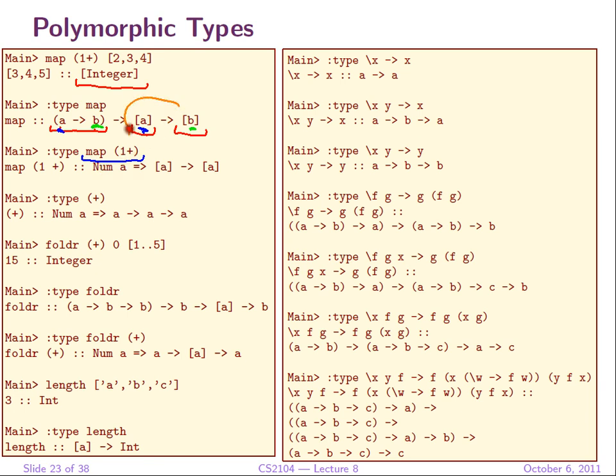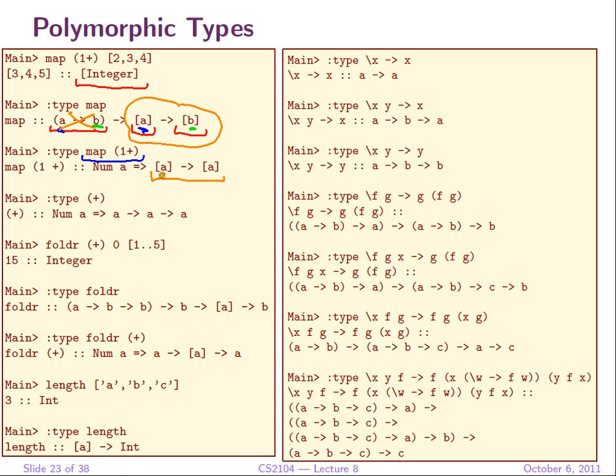Something of this form, right? I have already filled this guy. So this is what remains, and that you see here. But also, when I have filled this guy, 1 plus, the input and the output have the same type, and that type must be numeric, right?